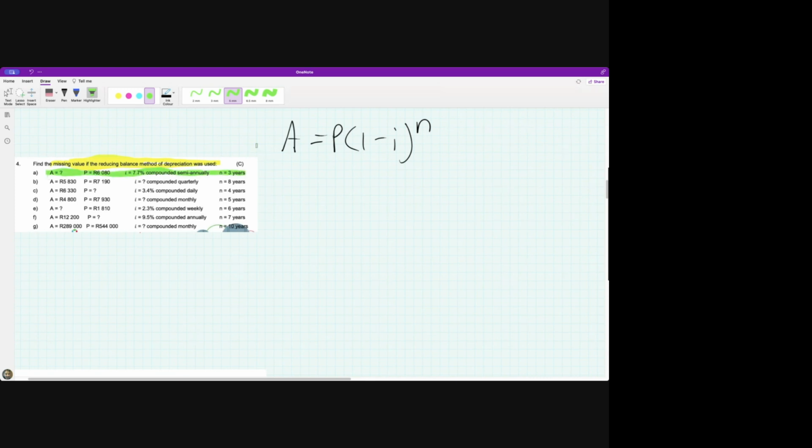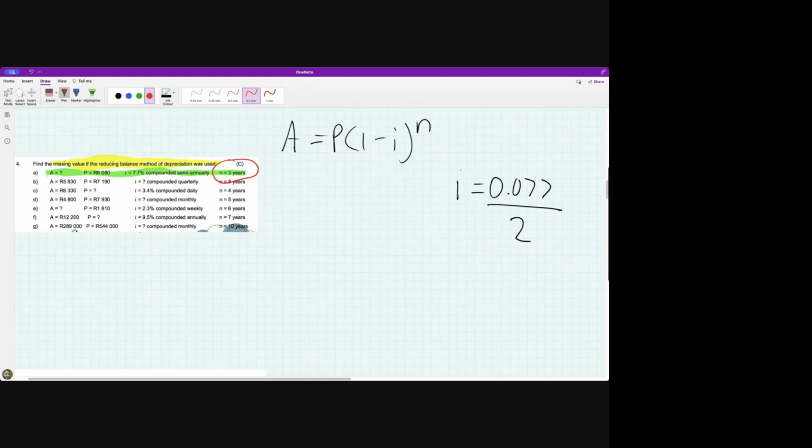Can you find the A value at the end? And I'll give you one hint. If your I is 0.077 per year, but I now need to compound it semi-annually, what do I need to divide that interest rate by? Because it's a yearly interest rate, but I need to chop it up. How much do I need to divide it by in this case? Definitely 2, because semi-annually.